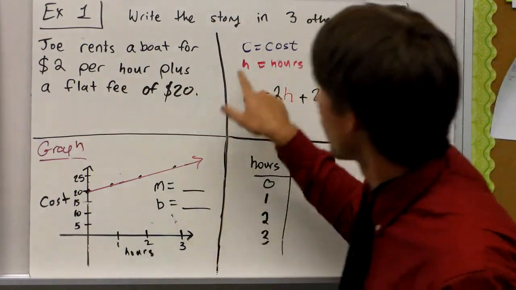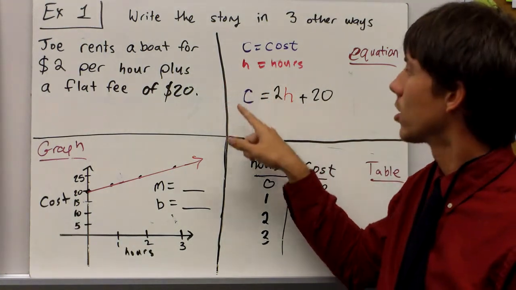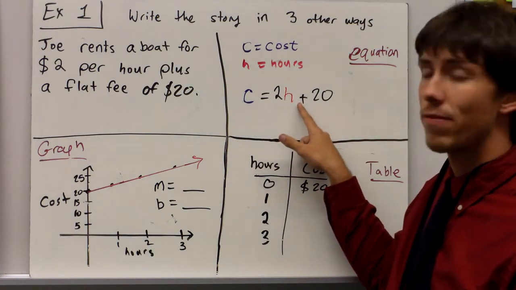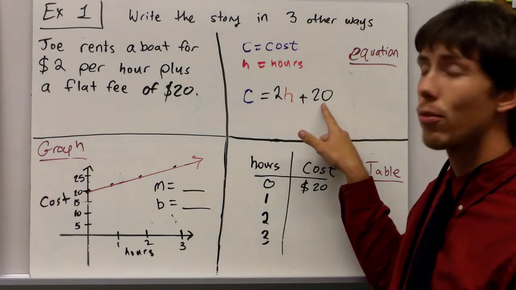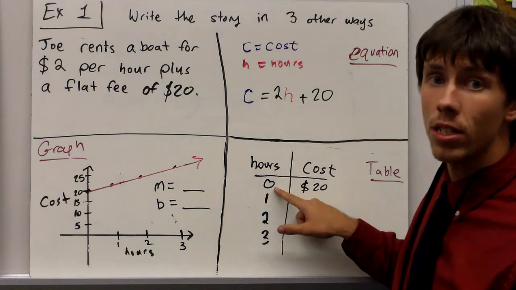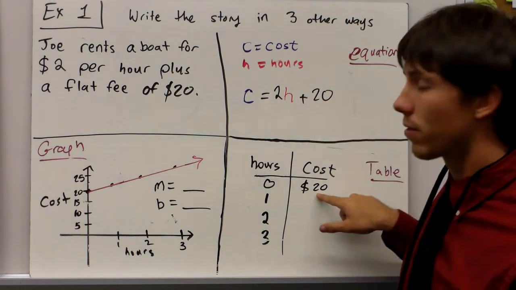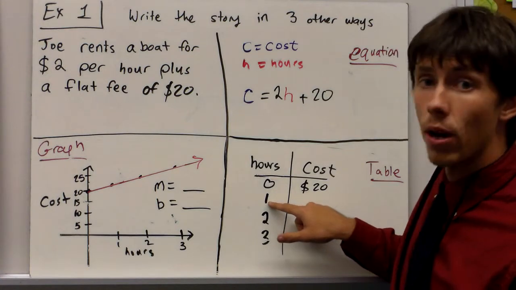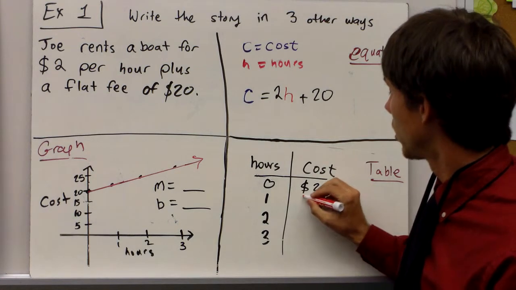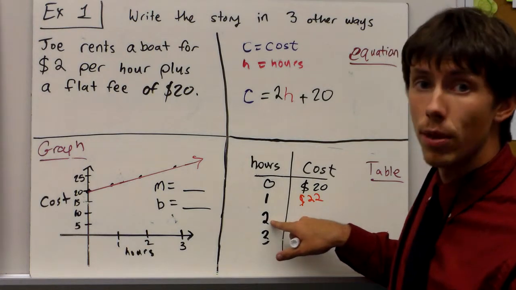All right, so we have C is my cost, and H is my hours. So my equation, C equals 2 times the number of hours plus my flat fee of $20. So that would be my equation. In the table, for 0 hours, I just substitute that in. 2 times 0 plus 20 gives us $20. For 1 hour, 2 times 1 hour plus 20 gives us $22.